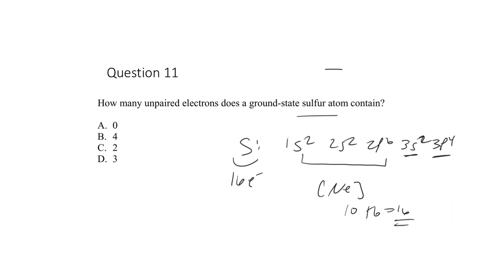And then the unpaired electrons we get from our valence diagram: 2 electrons in the 3s, but there are three 3p orbitals, so 1, 2, 3, and then 4. So we get 2 unpaired electrons.